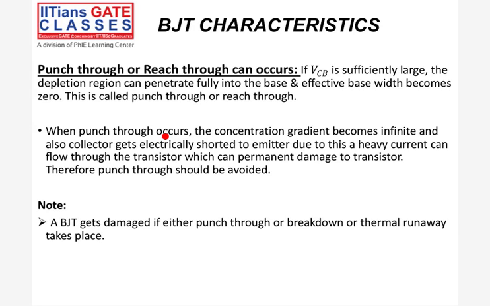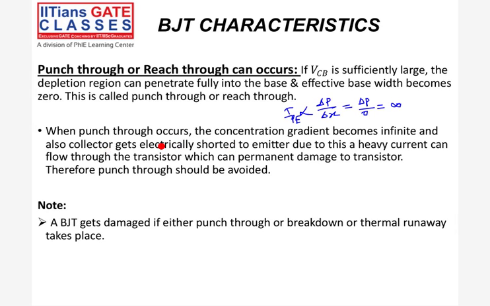That is, I told just now that the concentration gradient is delta P by delta X. Now what has happened? Delta P is the same, but delta X becomes zero. If it is zero, then it will become infinite. That means IPE, which was directly proportional to this, is now proportional to infinite. So it becomes infinite, and also the current gets electrically shorted.